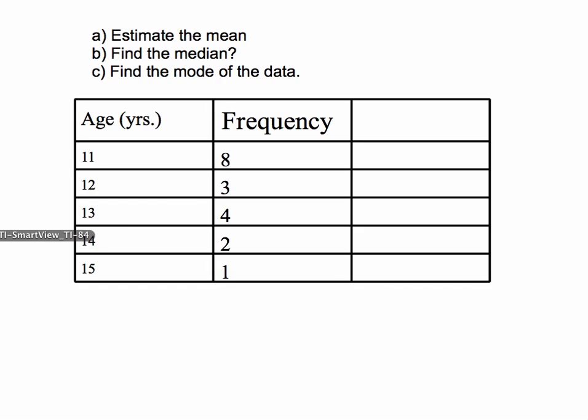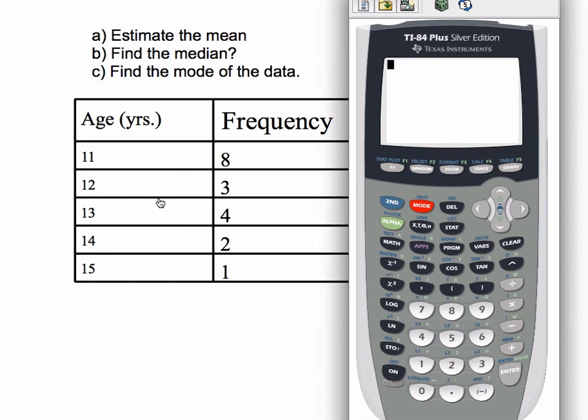Okay, so here we have a frequency table. We have some ages and we have frequencies, so 8 people are 11, 3 people are 12 years old, and so forth. So the first step we need to do is put this data into our calculator.